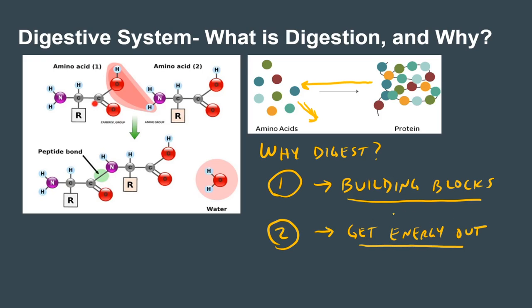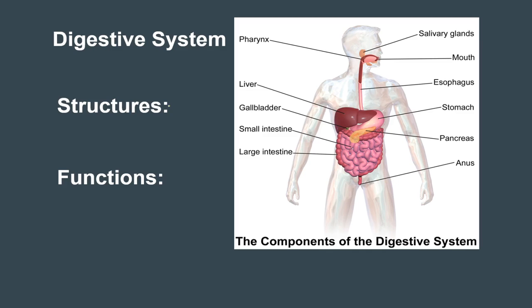So you get two essential things out of digestion. You get building blocks for new things, new molecules that your body needs to make, and you get the energy out from doing that. So that's what it's about. And the whole digestive system is just about breaking down these big molecules. So now we can finally get into the structures and functions. But it's also a little bit more complicated here because all the parts and pieces that go into breaking down your food into tiny little molecules, there's a lot of them.